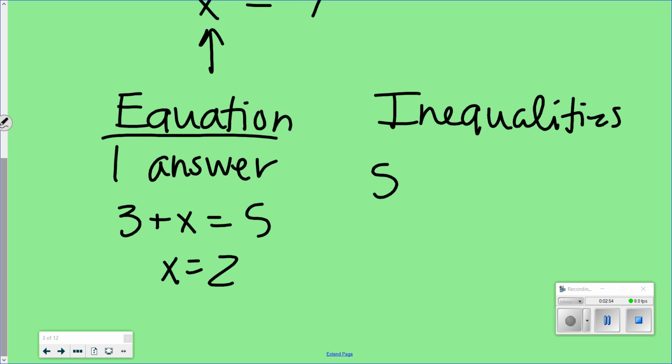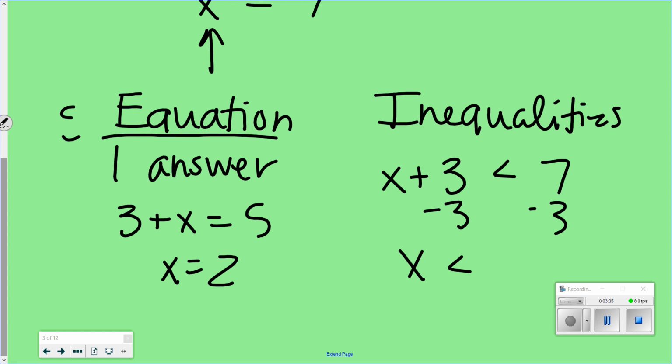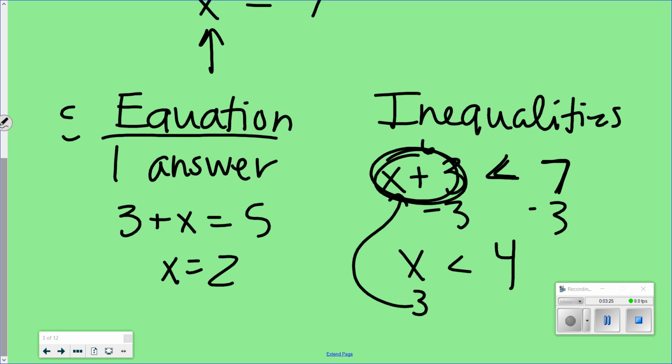if I have x plus 3 is less than 7, and I solve this, minus 3, x is going to be less than 4. That means if x is less than 4, it could be 3, 2, 1. So let's say x is 3. If we put 3 in here, that means 3 plus 3 would be 6. So 6 would be less than 7. So what we're trying to do is make this true. We're trying to find out what things can go in here to make it less than 7. So the thing about equations is there's one answer. Inequalities have many answers.